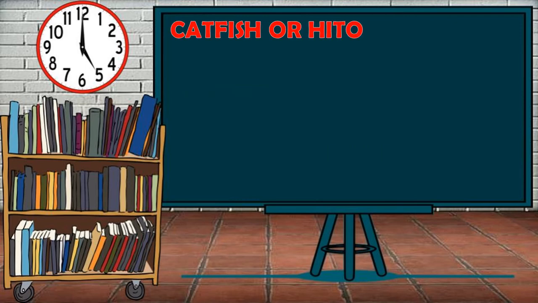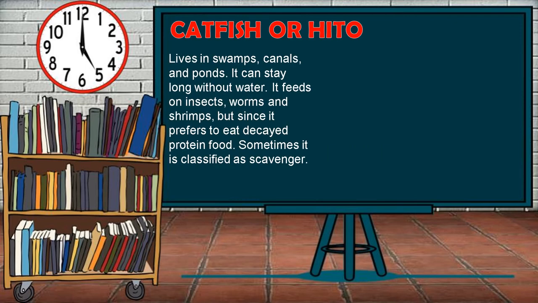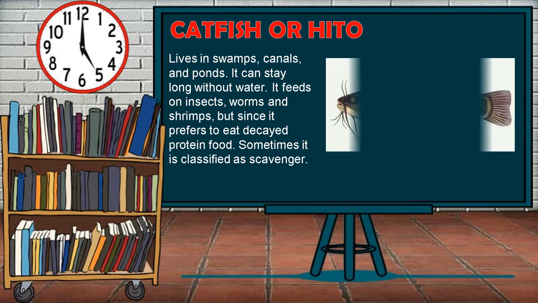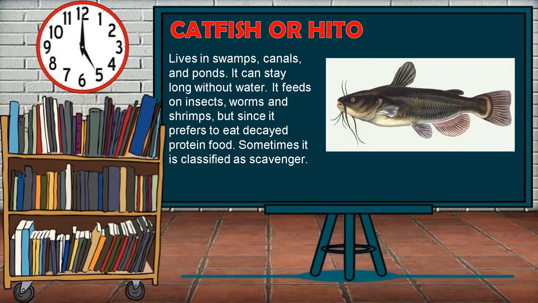The second one we have is catfish or hito. It lives in swamps, canals, and ponds. It can stay long without water. It feeds on insects, worms, and shrimps. But since it prefers to eat decayed protein food, sometimes it is classified as a scavenger.